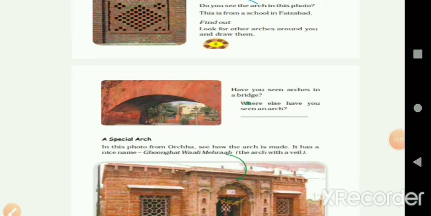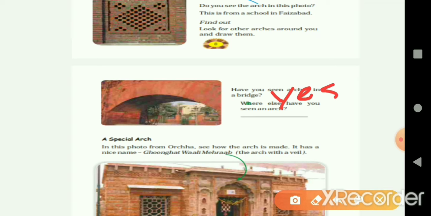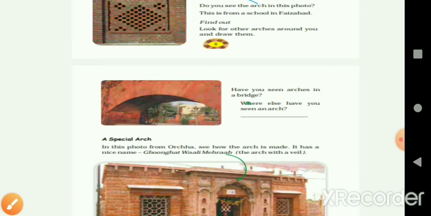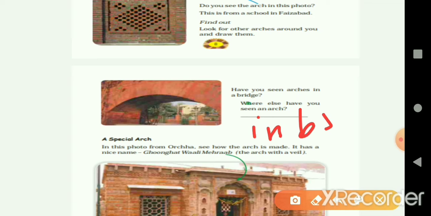Have you seen arches in a bridge? Yes, many bridges have an arc, so we write yes for it. Where else have you seen an arc? So we see many arc patterns in a bridge.